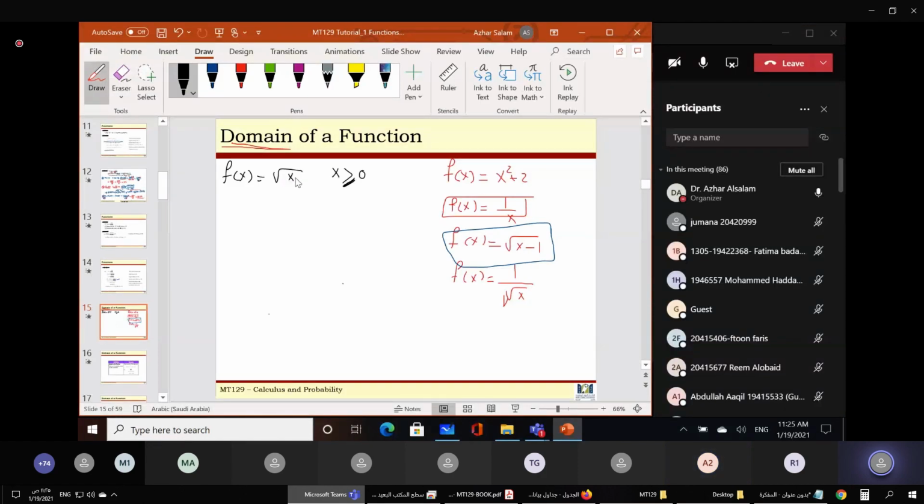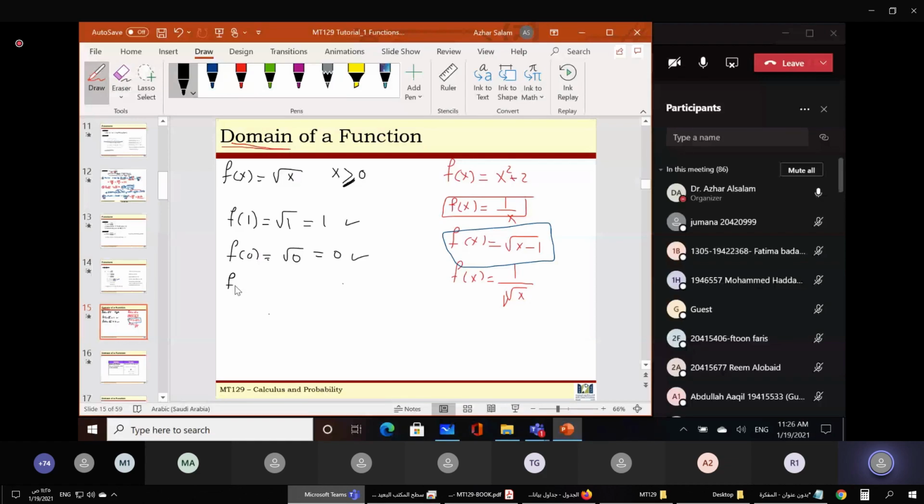The square root function is defined when the function inside the root is positive or zero. For example, f of 1 is the square root of 1, which is 1. This is defined. f of 0 is the square root of 0, which is 0, defined.